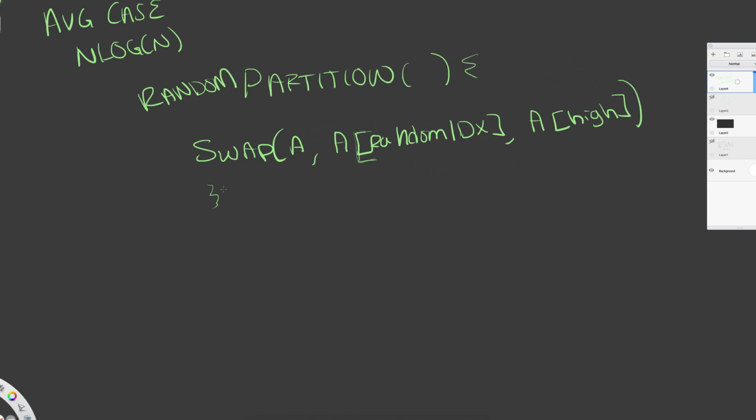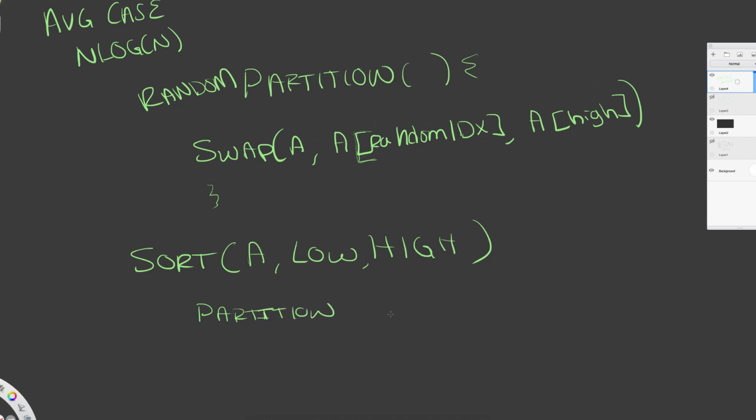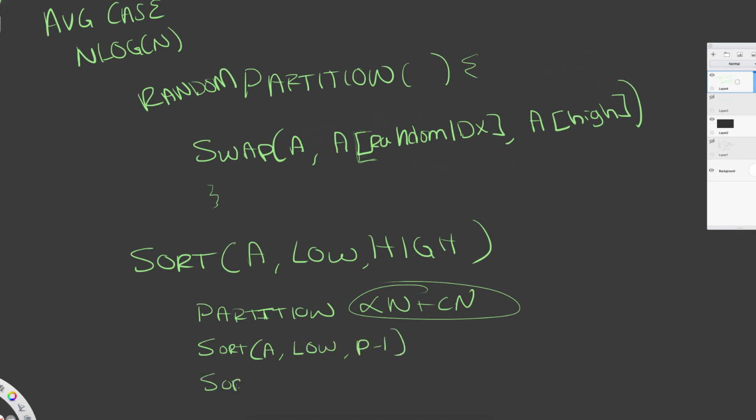So now if we look back at our sorting algorithm, we had something like sort that took in the array, the low, and the high, and we were calling partition to get our partition index. And we had deemed again this was alpha n plus c n. And then of course we did our left subarray, so we sorted from a low to p minus 1, and we sorted from a p plus 1 to high.